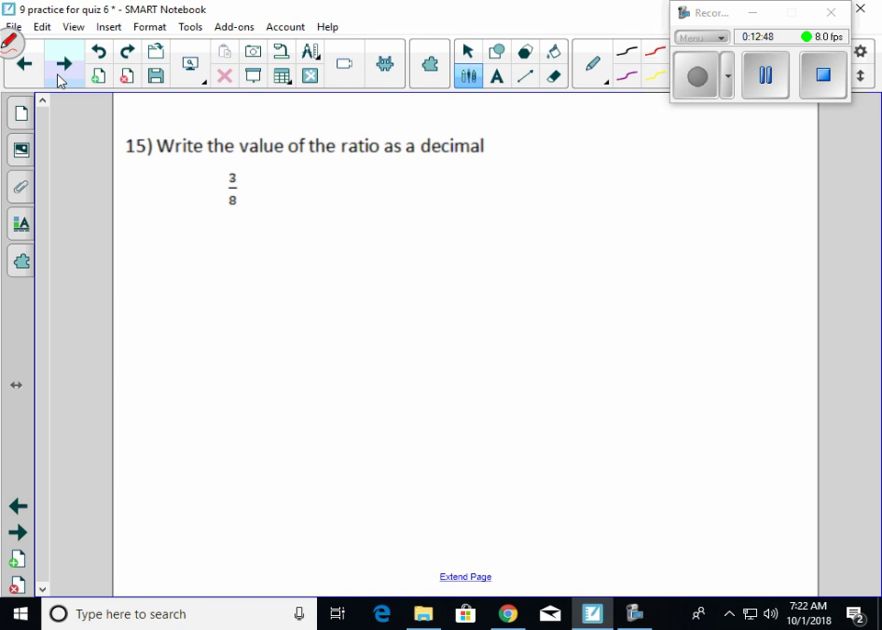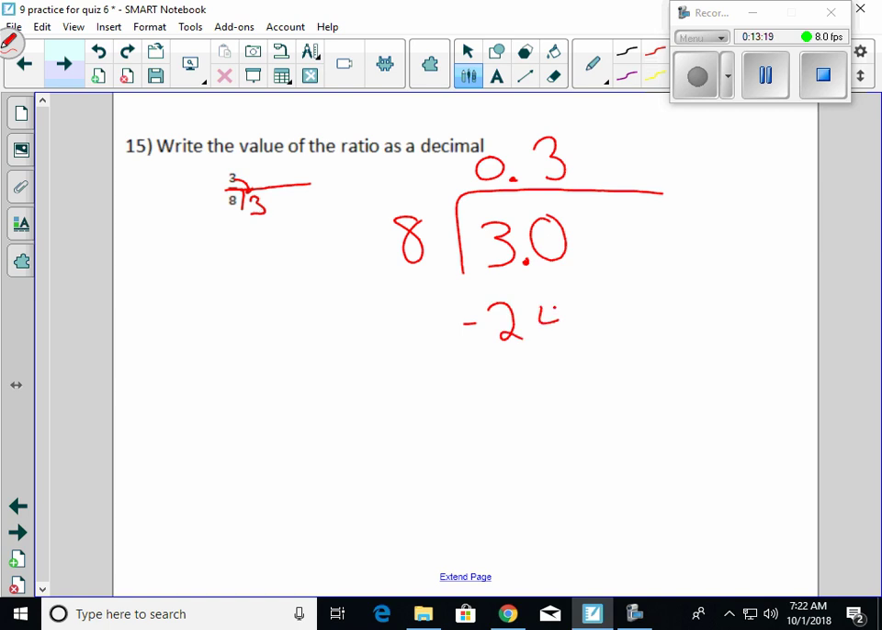All right, now here's the last topic. Changing a fraction to a decimal. So 3 divided by 8. You're going to do long division, and that number that's on top goes inside the long division symbol. So 3 divided by 8. 8 does not go into 3. So I'm going to have a decimal. If I add a 0, 8 goes into 30 3 times, because 3 times 8 is 24. 30 minus 24 is 6.